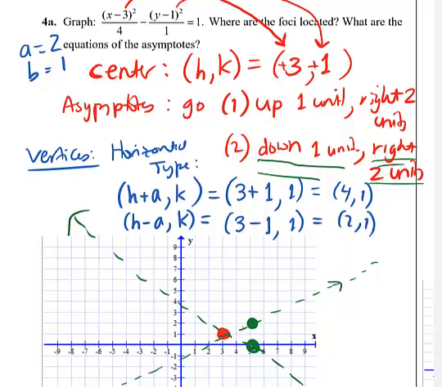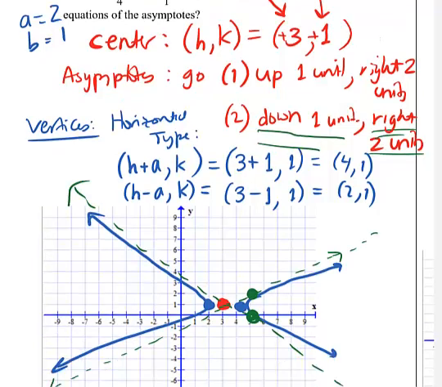4, 1 should be right here, right in the middle of the 2 asymptotes. And the other point is 2, 1, which should be here. So notice that everything's symmetric about the center, which is a good sign. And then I'll draw my branches from there. There we go, beautiful.